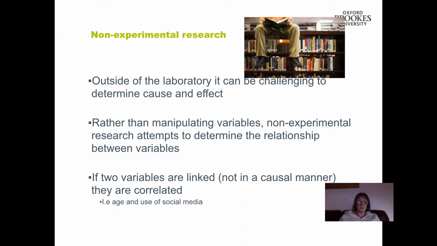So if two variables are linked but not in a causal manner, they are correlated. For example, somebody's age and the use of social media. Age isn't the cause of using social media, but the two variables are linked: perhaps being a younger age, being an adolescent or a young adult, you're more likely to use social media. So the variables are linked, but age isn't the cause, because obviously we know that older people probably use social media as well.